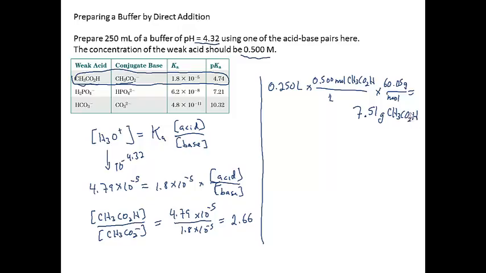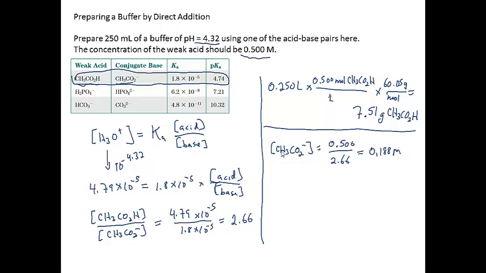Now, we know how much acetic acid we want to use. We'll turn now to the acetate. The key is that the acid needs to be 2.66 times as strong as the acetate. So the acetate concentration is going to equal the concentration of our acid divided by 2.66, because the acid needs to be 2.66 greater. So that comes out to 0.188 molar of our base.